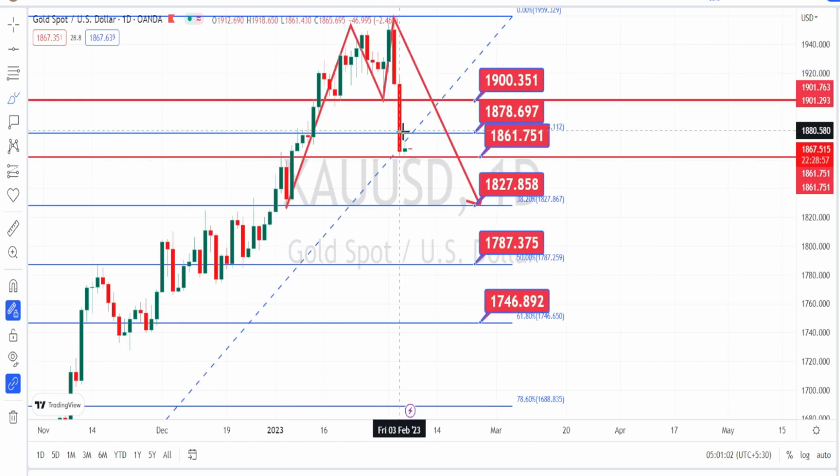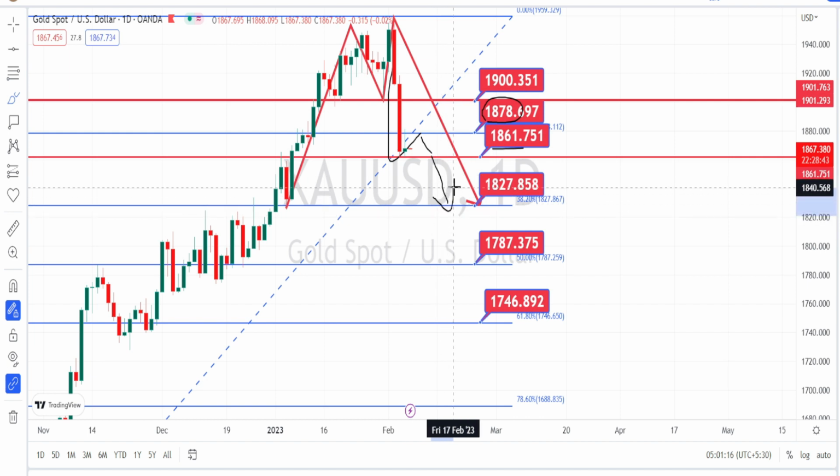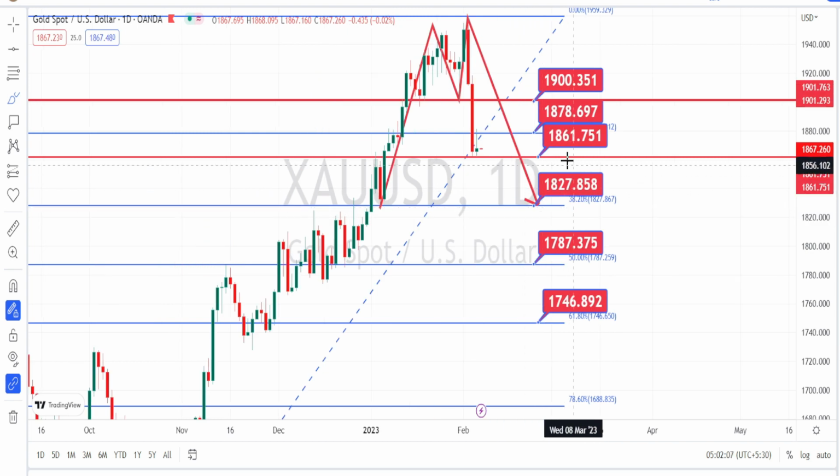So for now, the current trend of the price action is still in a bearish trend as long as it is trading below this resistance level of 1878. And once this support level of 1861 is broken, we can expect a further continuation of the bearish trend in daily time frame. And next level of support is going to be around 1827, 1787, 1746. And if the price action breaks the resistance level of 1878, next level of resistance is going to be around 1900. So if you want to freshly enter into the bearish side trade, wait for the price action to break the support level of 1861.